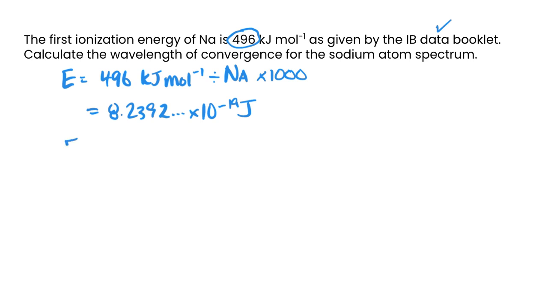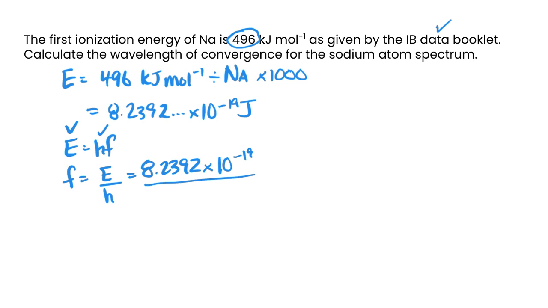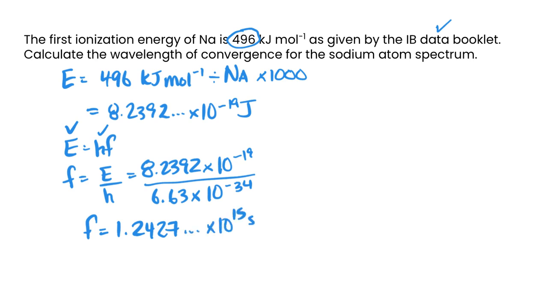Okay, so we know that energy is Planck's constant times frequency, and we have energy, we have Planck's constant, so we need to solve for the frequency. So we're going to do energy divided by Planck's constant. So let's just write this out again here. 8.2392 times 10 to the negative 19, divided by 6.63 times 10 to the negative 34. That gives us a frequency of 1.2427 times 10 to the 15 seconds to the negative 1.